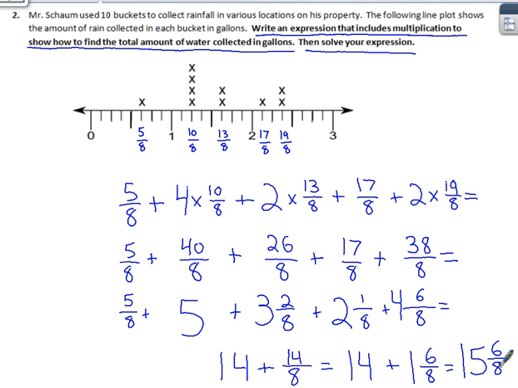Now I can simplify that because they're both even numbers, so I can divide them both by 2. So I ran out of a little space, so I'm going to use up here. Remember, we can draw arrows if we run out of space to show where our thinking is going, so the person looking at our work can follow. I had 15 and 6/8. If I divide by 2, because they're both even, I would get 15 and 3/4. So how much water did he collect? He collected 15 and 3/4 gallons.